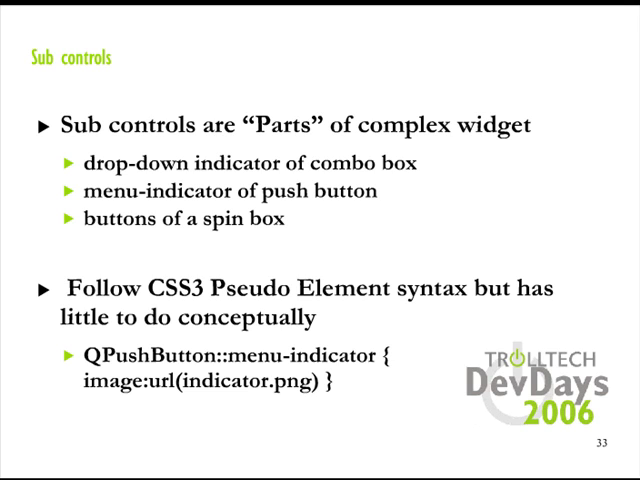For those of you who have been following CSS3, which is a draft standard, there is already a syntax for : which you see in the example below. It refers to a pseudo element, and they distinguish between a pseudo element and a pseudo state from CSS3. Subcontrols have the same syntax as a pseudo element, but have little to do with them. So this is how we say that the menu indicator should have this image.